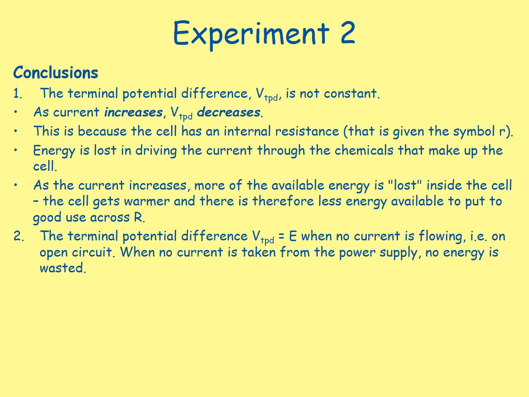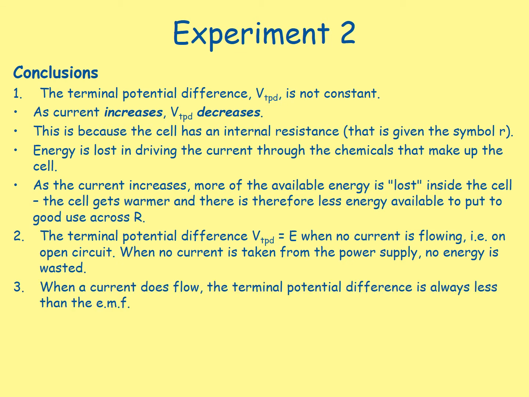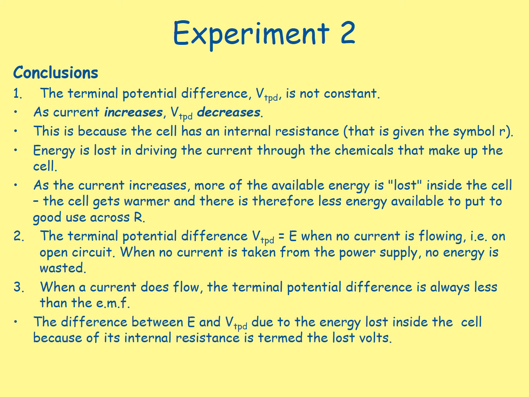Our second conclusion is that the terminal potential difference is equal to the EMF when no current is flowing, i.e. on an open circuit. When no current is taken from the power supply, no energy is wasted. Our third conclusion is that when a current does flow, the terminal potential difference is always less than the EMF. The difference between the EMF and the terminal potential difference due to the energy lost inside the cell because of its internal resistance is termed the lost volts. And we can see this in our equation. Lost volts is equal to the EMF minus the terminal potential difference.